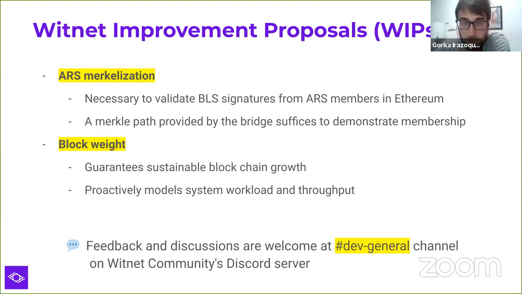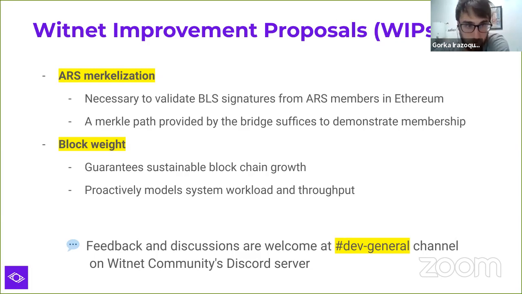So in order to do that, what the proposal proposes is merkleizing the active reputation set member keys, and then the bridge only needs to provide the Merkle path leading into that root that was appended to the block to demonstrate that a particular signature came from an active reputation set member.